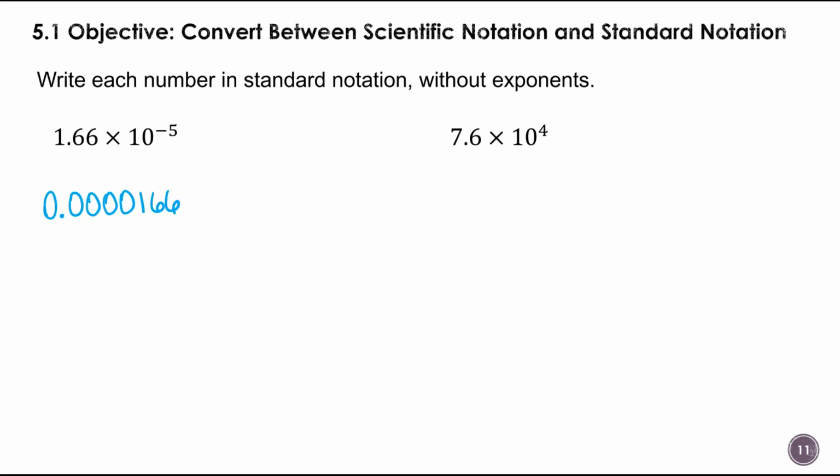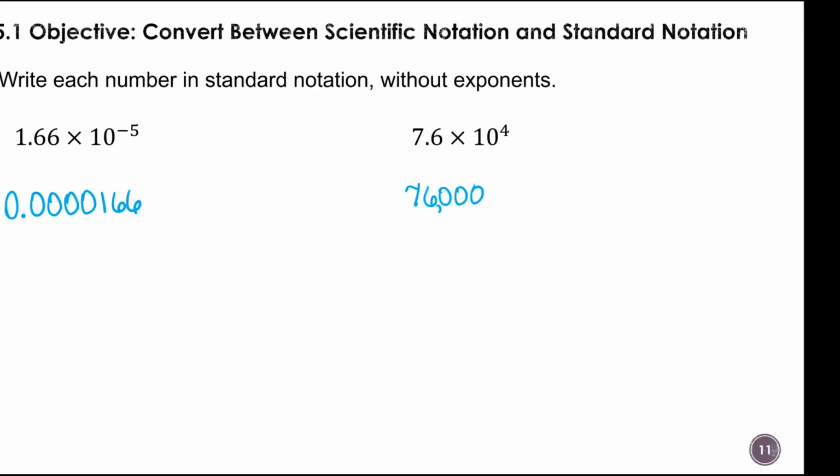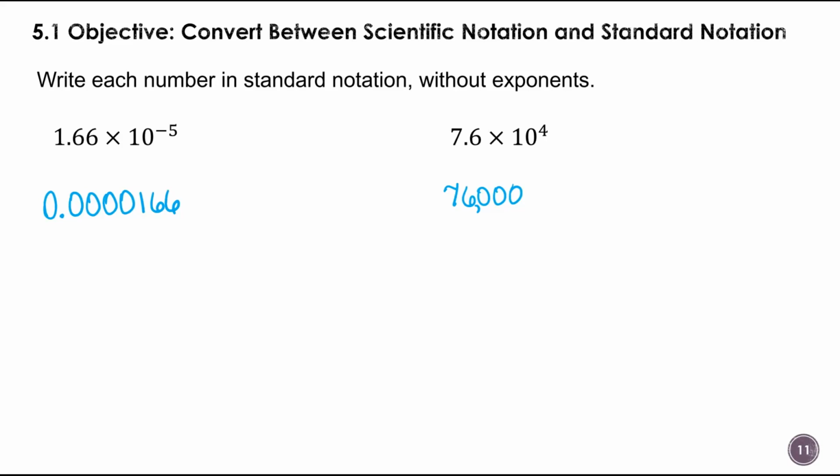The next one, this number is a positive exponent, so we're going to count the 6. 1, 2, 3, 4. We put on the appropriate number of zeros to get that written, and then we're finished. And that's it for this video and for this lesson.